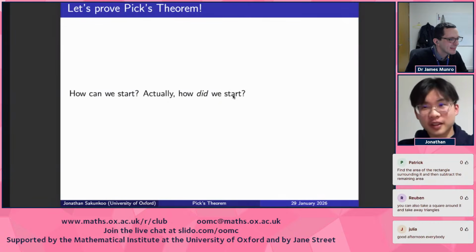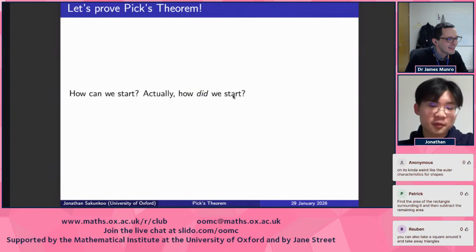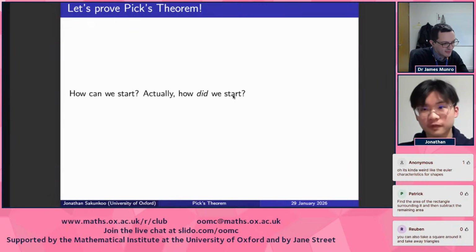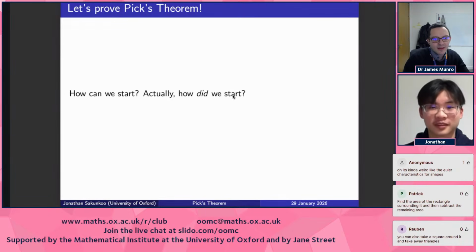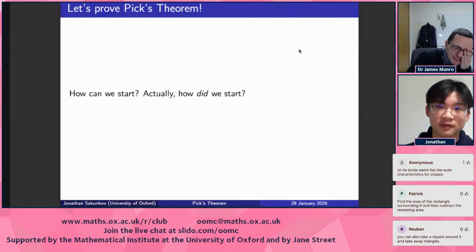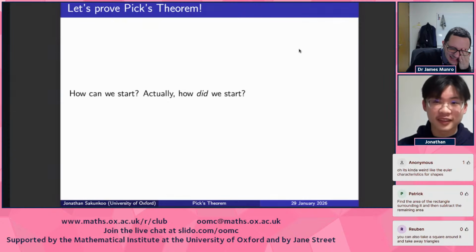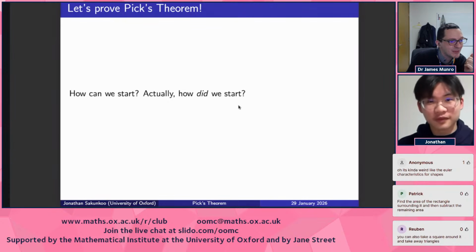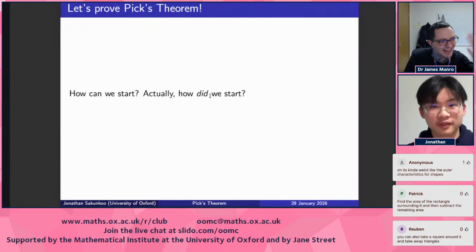Let's think about it. So when we're considering areas, what was the first way we tried to find the area of the polygon? How did we start? Well, let's ask chat. So we started with triangles, right? Yeah, exactly. Lots of right angle triangles that were drawn, and you said that as a kind of natural way of drawing on right angle triangles. Exactly.